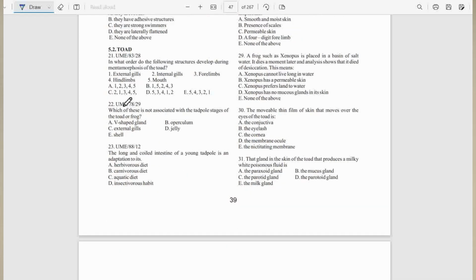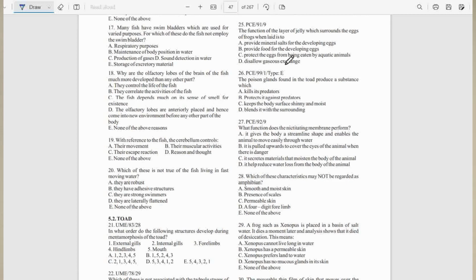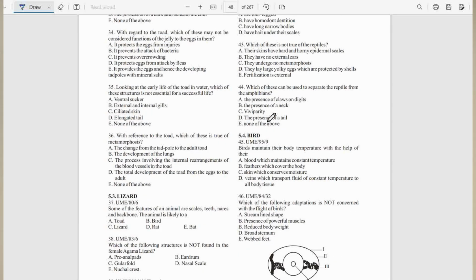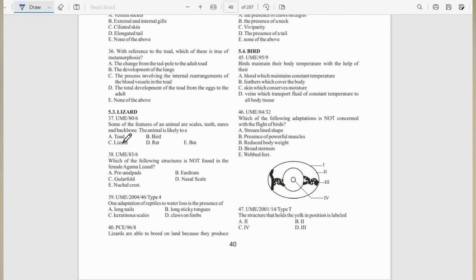Let's consider a question on amphibians, yes. So the poison gland found in the toad produces a substance which does what? Which kills its predator, protects it against predator, keeps the body surface shiny and moist, blends it with the surrounding. Actually, it protects it against predator. That's the essence of the poison gland. It doesn't kill the predator. All right. So there are a couple of questions you can actually lay your hands on.